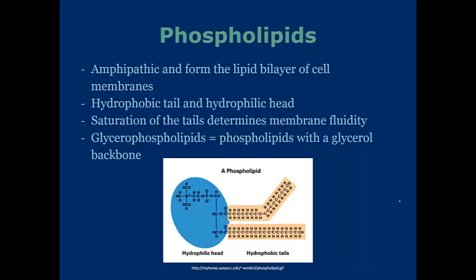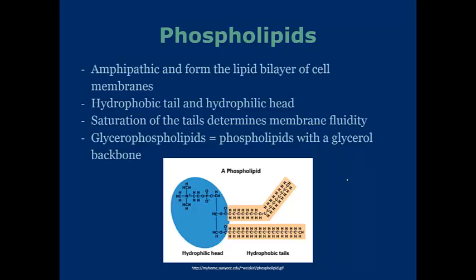These phospholipids are comprised of hydrophobic tails and hydrophilic heads, and the saturation of these tails is what determines the fluidity. Obviously, things such as cholesterol and other sorts of nonpolar compounds are going to affect the fluidity and the saturation. Glycerophospholipids are phospholipids with a glycerol backbone, and this is the one that you'll commonly see in certain parts of the body, especially things such as adipose.